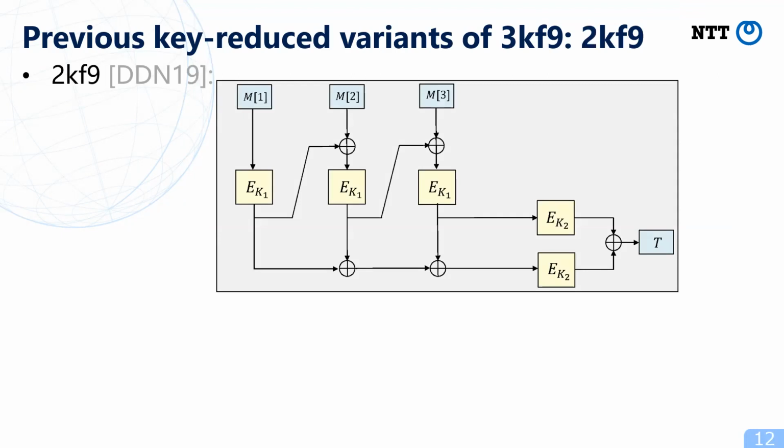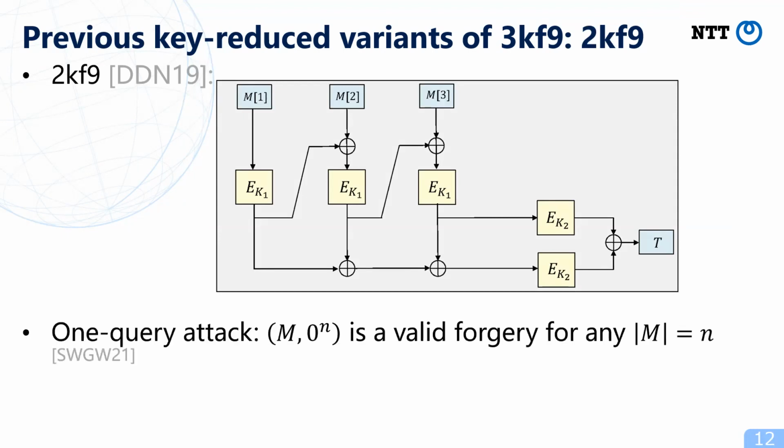2KF9 was also proposed. It's just like 3KF9, but at the end, instead of having 2 different keys, you have the same key. But you have a big issue here, because every 1 block query will create a 0 tag. After processing 1 block, the upper and lower parts are equal. And if you pass through the same block cipher, the equality will stay and the tag will be 0. So in other words, if you take any 1 block message and you guess the tag is 0, it's a valid forgery.